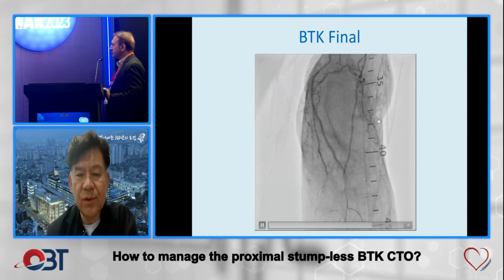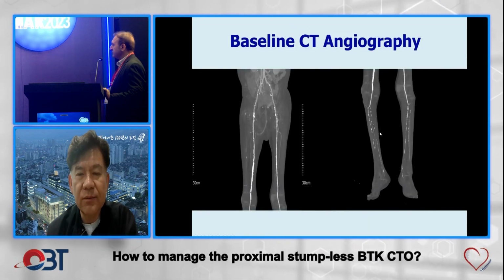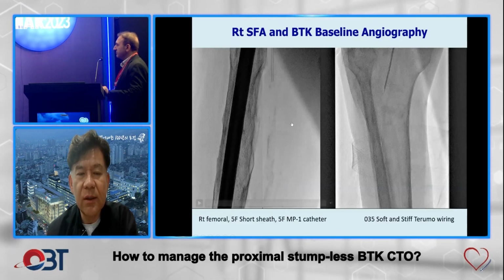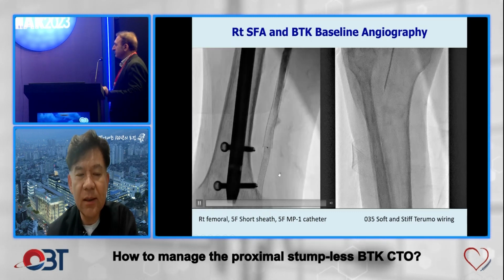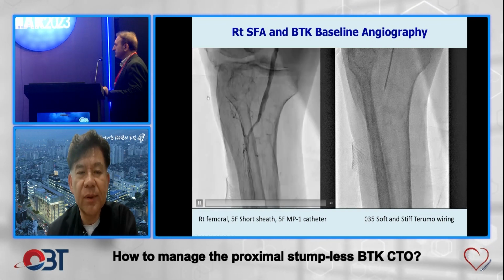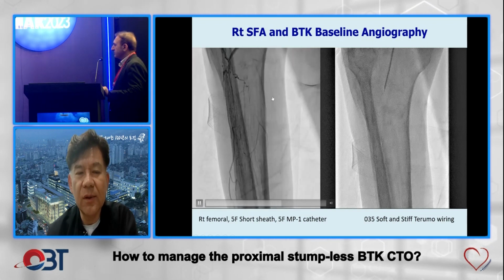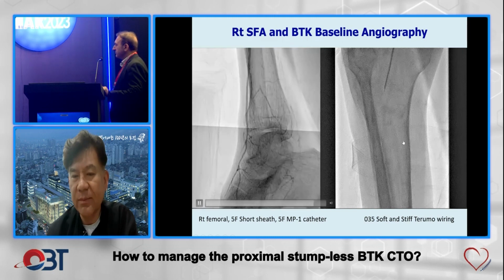We can get many clues from the angiography and the CT. Okay, just a short presentation of this second case. This is a similar SFA stented patient, critical ischemia, with a TP trunk CTO and ATA stump CTO, no information, only one transcollateral route to the distal PTA.